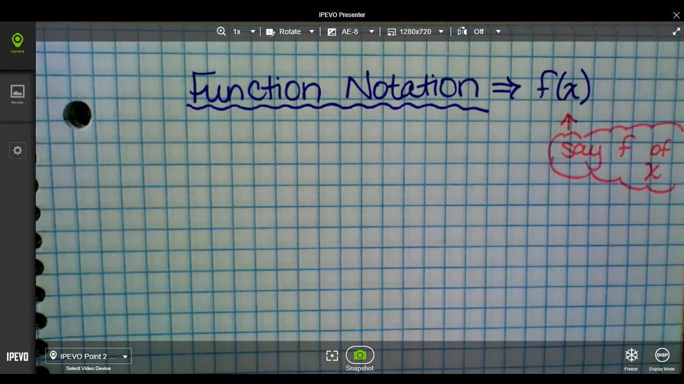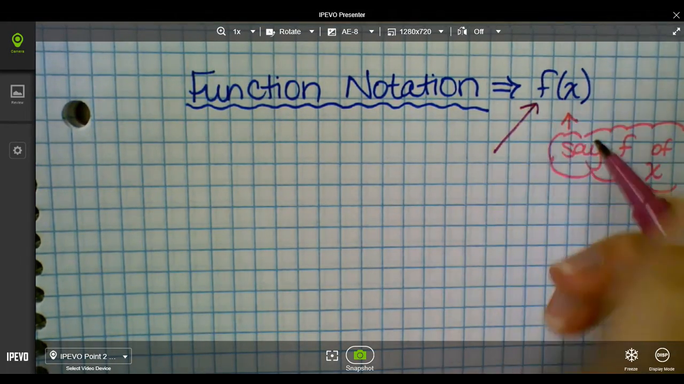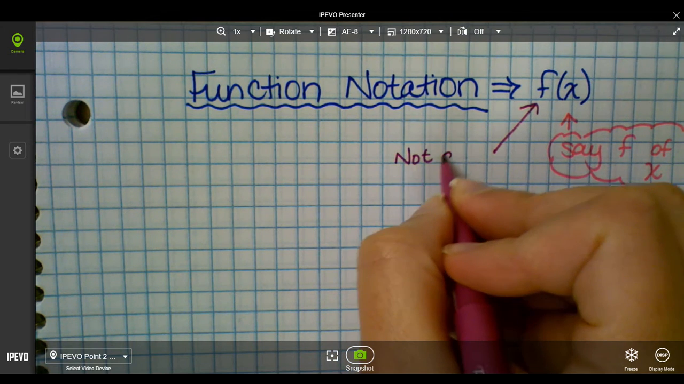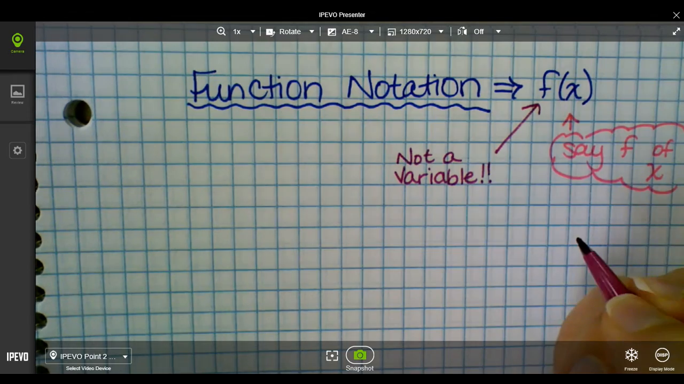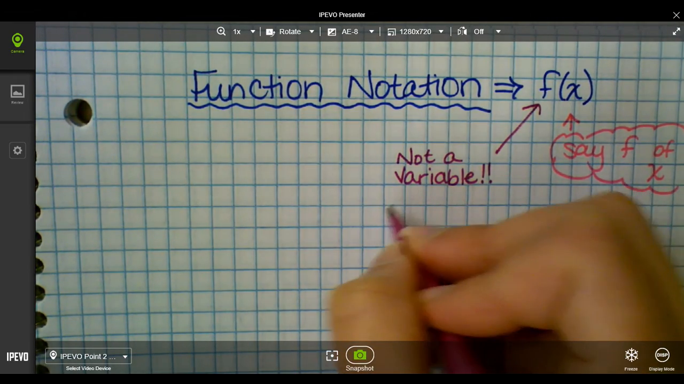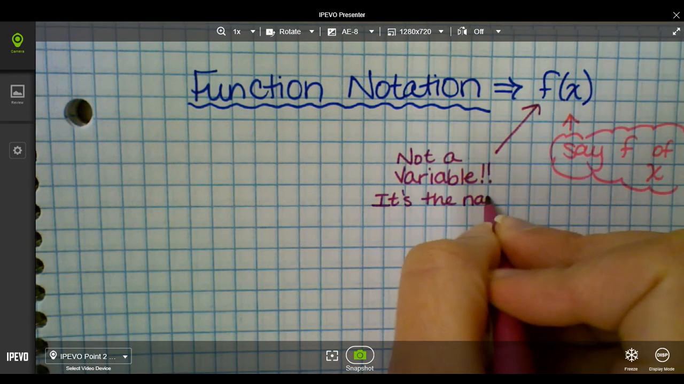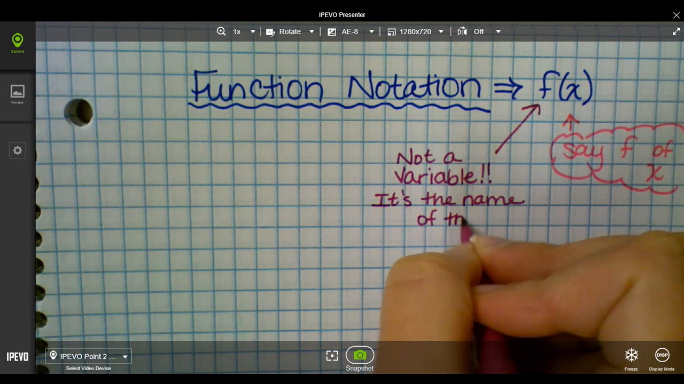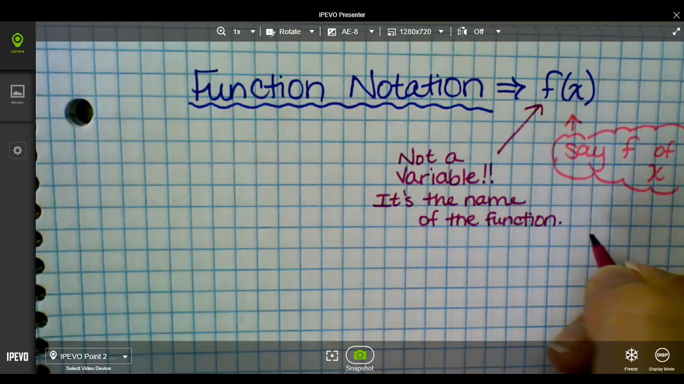All right. One of the main things I do want to warn you about is sometimes people get confused with function notation because of this f. This f is not a variable. So never, ever, ever solve for this f, okay? That f is just the name of the function. And we're going to talk about what that means once I give you a few more examples. So that just tells you where to look.